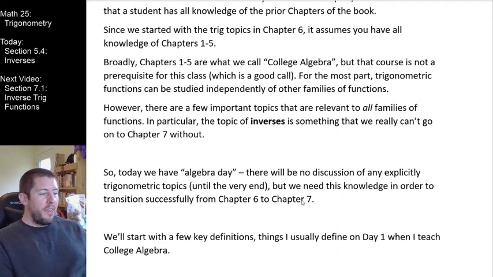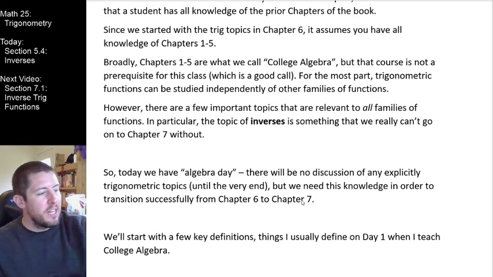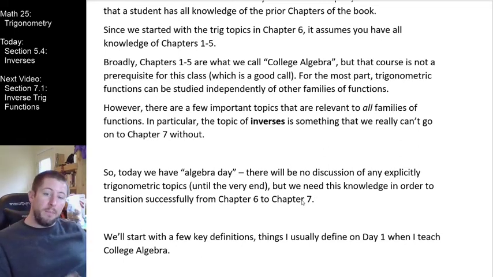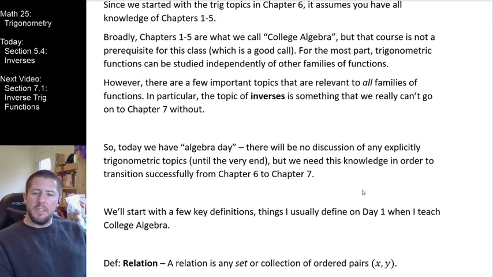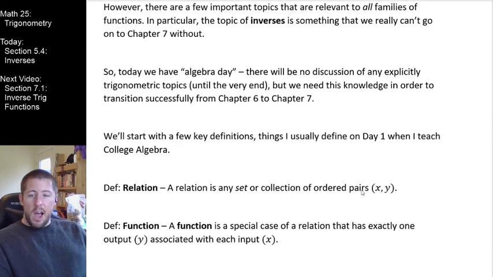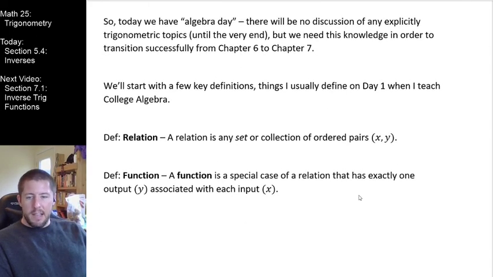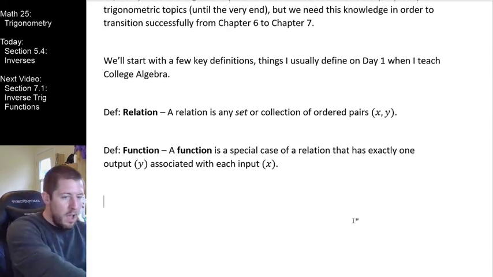We're going to start, as we often start, with a couple definitions that are going to get us through some things. These are definitions that I typically bring up on day 1 when I'm teaching college algebra. There are some pretty basic definitions that I think most of us are familiar with, but honestly, I also expect that most people have forgotten some of these things as well.